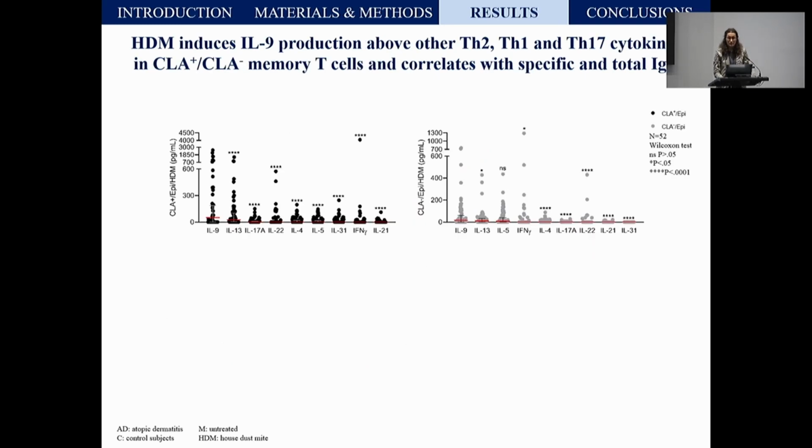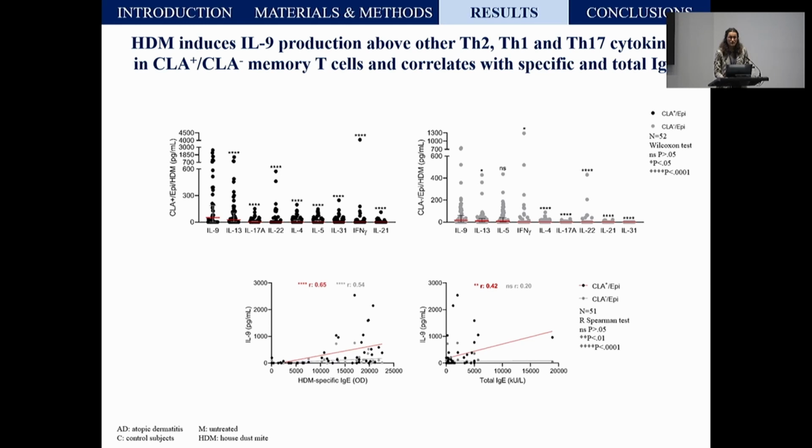IL-9 was simultaneously measured with other AD-related mediators in our co-cultures, and we find that it was the most abundant cytokine produced in both co-cultures upon house dust mite stimulation. Moreover, this production was correlated with clinical data of our patients, and we found a direct correlation with both house dust mite-specific and total IgE levels.